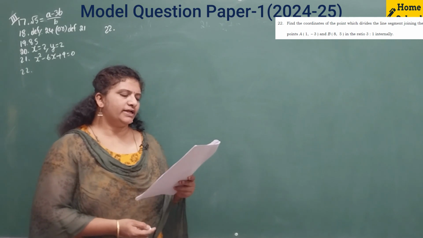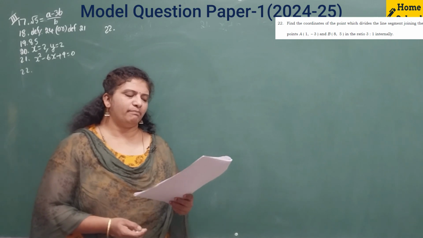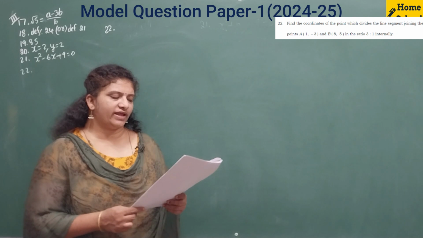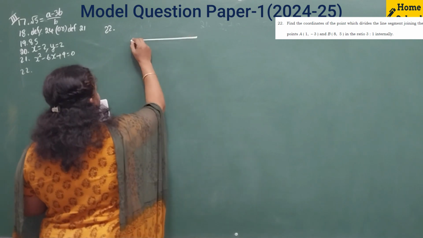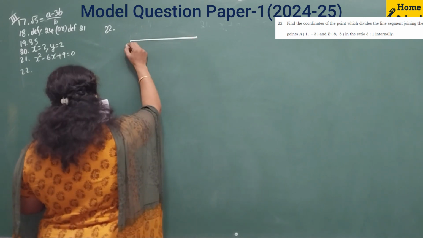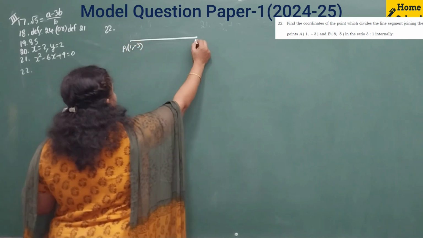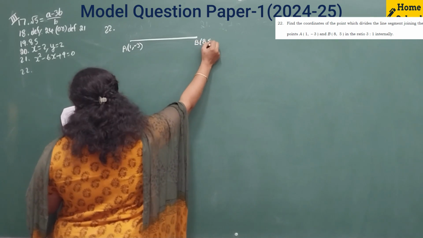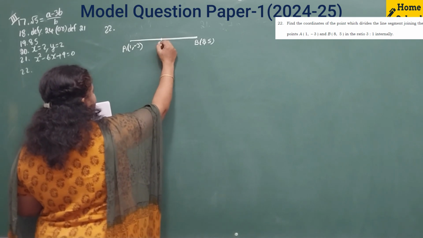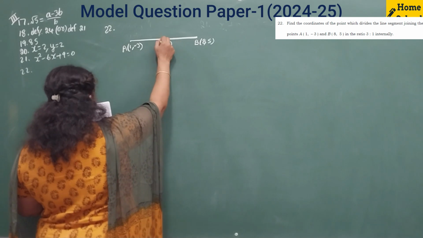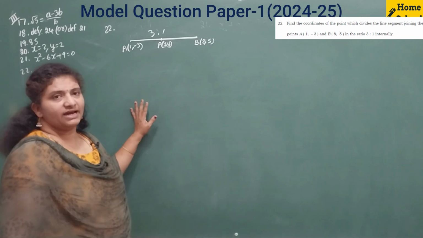22nd, find the coordinates of the point which divides the line segment joining the points A(1, minus 3) and B(8, 5) in the ratio 3:1 internally. So find the coordinates of the point which divides the line segment. Let me draw a line segment joining points, what they have given? A(1, minus 3), B(8, 5). We need to find the point which divides. Let me mark a point P(x, y), which divides in the ratio 3:1. Like this, you should understand the problem.